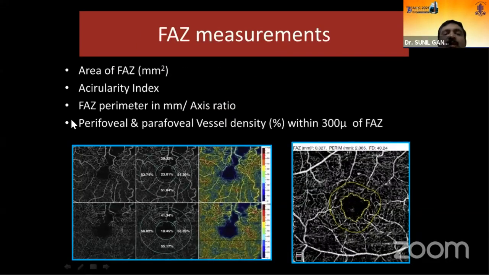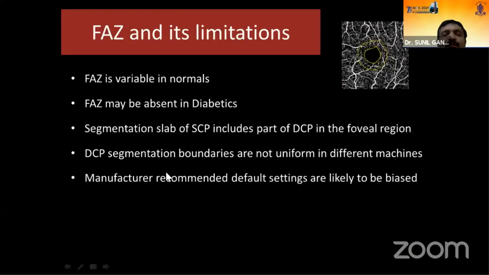Regarding the FAZ measurements, one tends to look at the area of the foveal avascular zone. The acircularity index can be noted. The perimeter and the overall diameter of the FAZ can be noted. And when you look at the vessel density in the perifoveal as well as parafoveal area, we should look at the 300 micron from within the center of the foveal avascular zone.